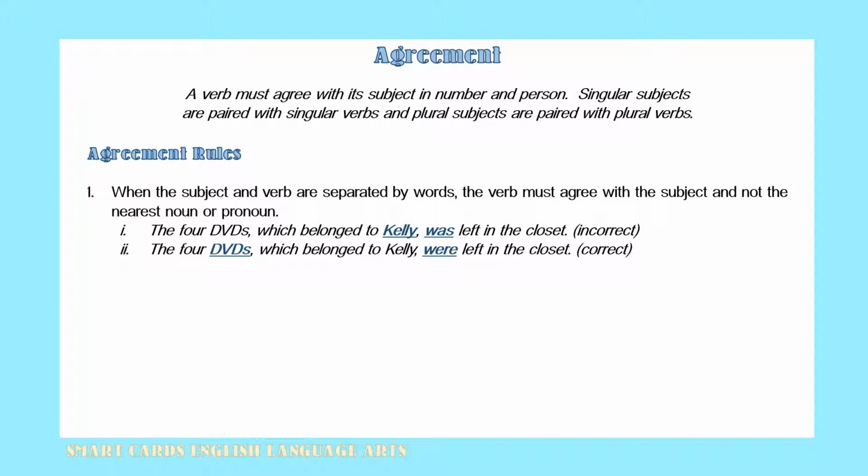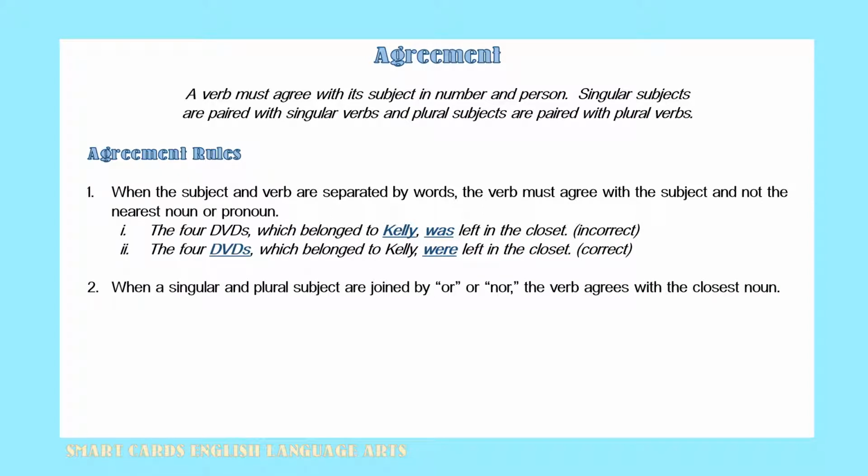The second agreement rule states, when a singular and plural subject are joined by or nor, the verb agrees with the closest noun. For example, the boxer nor the soccer players were excited. The subject of the sentence is boxer and soccer players. The linking verb is closest to the plural subject soccer players. So the plural linking verb were must be used. Hence, this sentence is grammatically correct.